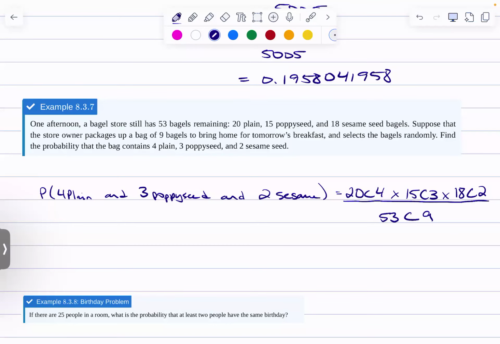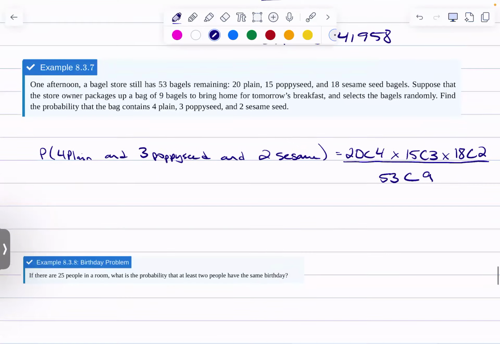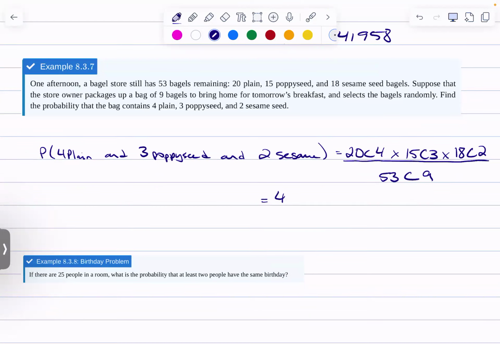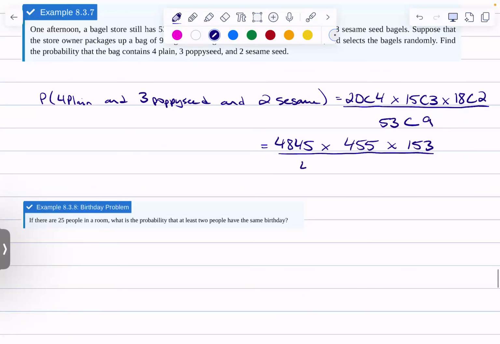20 choose 4 is 4,845. 15 choose 3 is 455. And 18 choose 2 is 153. 53 choose 9 should be quite large: 4,431,613,550.